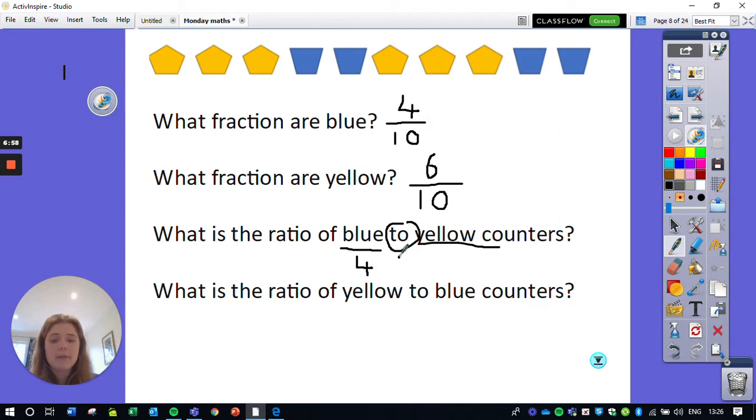The "to" mathematically is represented using a colon. That means for every blue shape, there will be how many yellows? 1, 2, 3, 4, 5, 6. 4:6. That ratio can actually also be written the other way around.